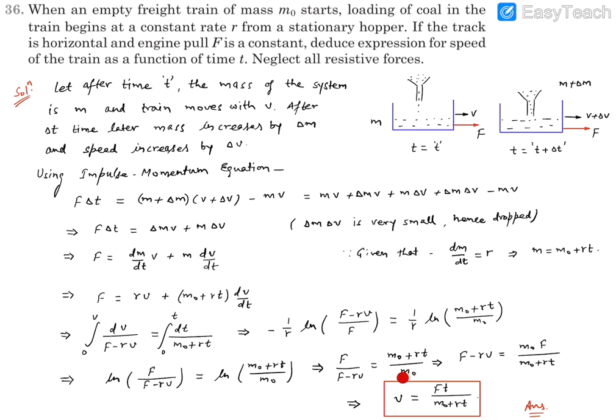And then you can do calculations to find v. What I did is multiply m0 across, so it becomes m0 F divided by (m0 plus rt) equals F minus rv, because this is the only term that has a v. So from here rv could be written as F minus this term, which leads to F rt divided by (m0 plus rt). So r can be cancelled, and v turns out to be Ft divided by (m0 plus rt). You can fill in the baby steps of the calculations.